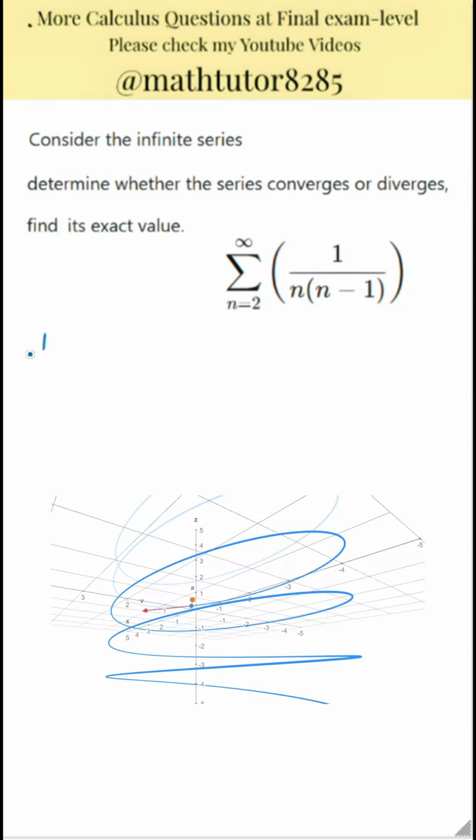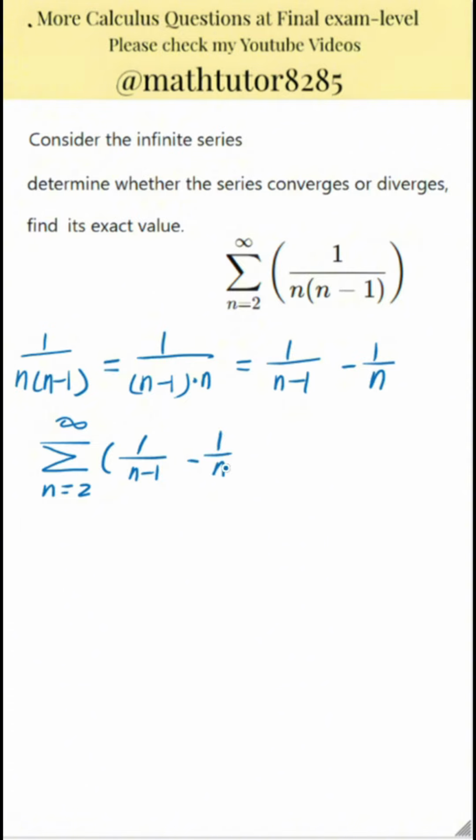First step, we begin by looking at the general term, which is 1 divided by the product of n and n minus 1. That expression can be rewritten as the difference between 1 over n minus 1 and 1 over n, using partial fraction decomposition. This allows us to see that the series becomes a sum of terms like 1 over 1 minus 1 over 2, plus 1 over 2 minus 1 over 3, plus 1 over 3 minus 1 over 4, and so on.